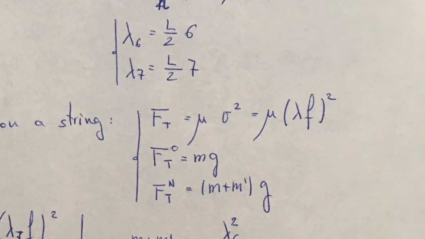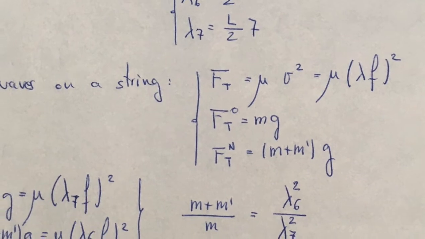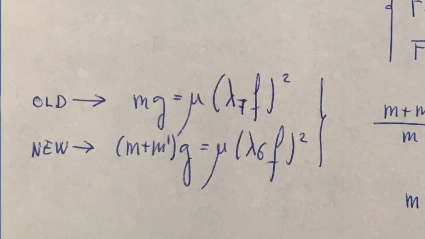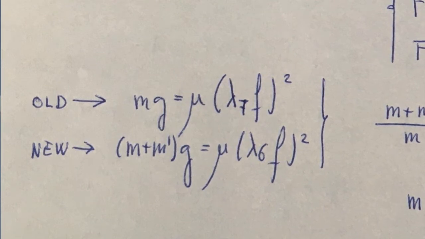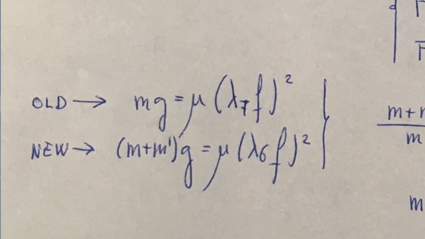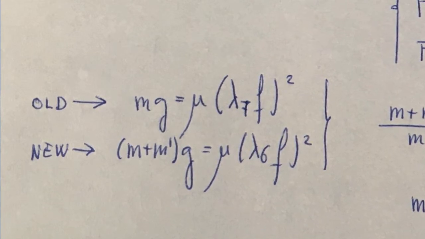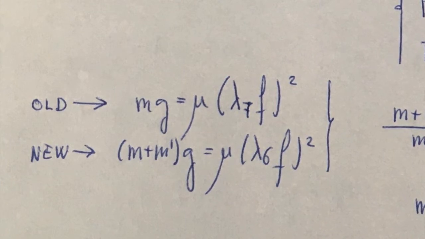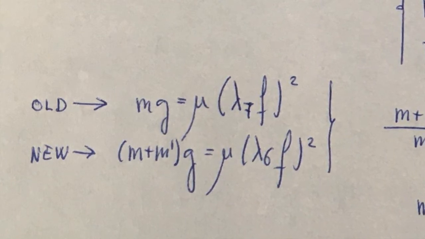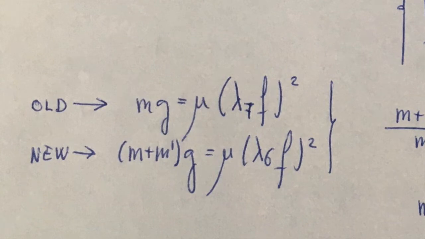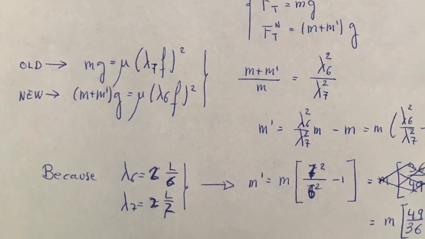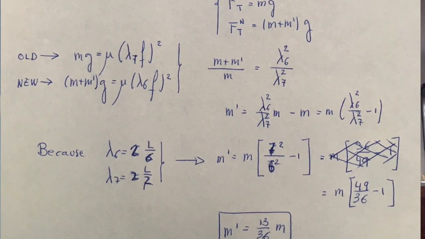So we can write these two equations, the old situation and the new situation. mg is equal to mu times lambda 7 squared times f squared, and m plus m prime times g is equal to mu times the wavelength of the sixth harmonic times frequency, everything squared. We divide one by the other and we get that m plus m prime divided by m is equal to lambda 6 squared over lambda 7 squared.